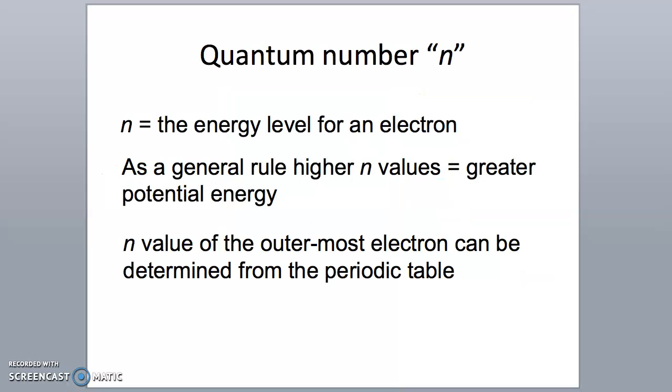The first quantum number is the principal energy level and is represented by the letter n. We have seen this before with Bohr's model explaining bright line spectra. The value of n closest to the nucleus is 1, or n equals 1. The values increase by 1, and as a general rule, we can say that the higher the n value, the greater the potential energy. It's good to think of potential energy as distance from the nucleus in this case. Potential energy increases as we move farther from the nucleus.